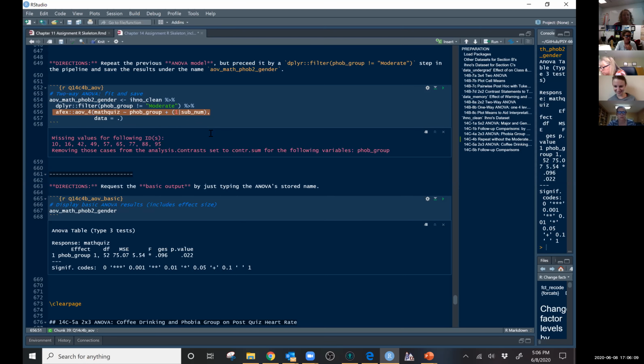So I'm naming it the name it told me to, AOV math phobe to gender. I started with my data set, piped the filter to get rid of the moderate group, and did my ANOVA, math quiz by phobia group, one observation per subject, data equals dot. Kelly, Melissa, can you see what I did wrong? It's something that's missing. The pipe? No. It ran, it's just wrong. I went to answer the question and I can't answer that because I did it wrong.